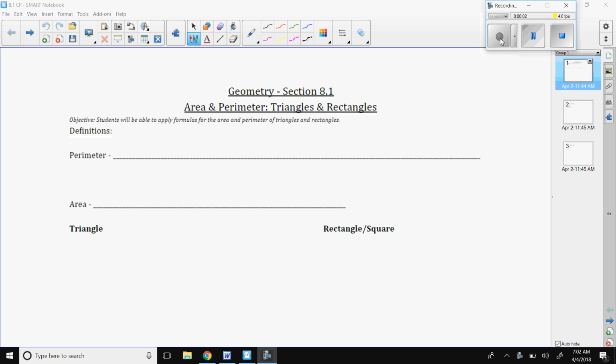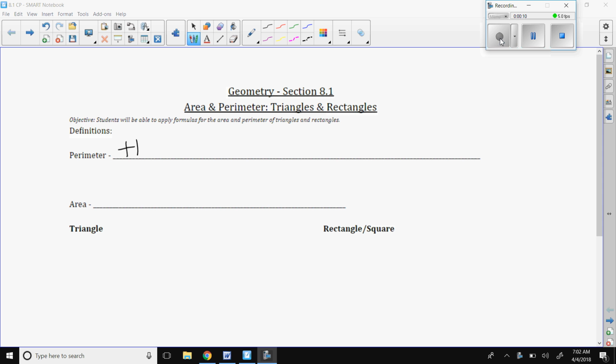Okay, this should be a review. It's good to go over. So for perimeter, the definition here is the sum of the side lengths. So this is going to be adding.